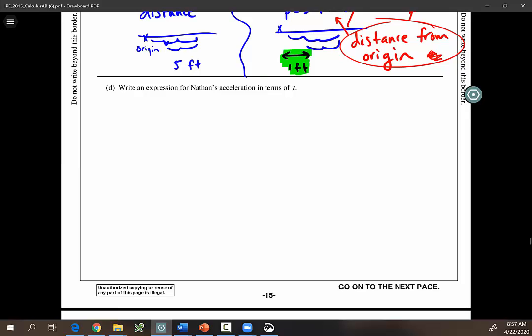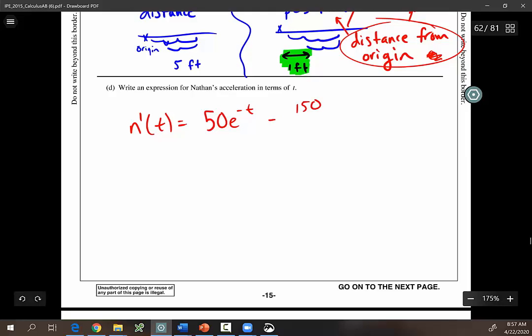You just take the derivative. You would get 50 e to the negative t minus 150 over t plus 3 squared. Okay, sorry, can you repeat it one more time? 50 e to the negative t. Okay. Minus 150 over t minus... What did you say on the bottom?